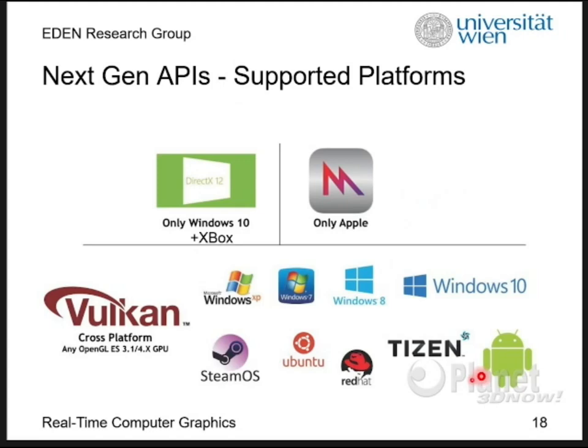So here we have a couple of next-gen APIs. We have DirectX 12, we have Metal from Apple. Of course, this is more or less running only on the Apple ecosystem. This is running only in the Windows ecosystem. Vulkan is really running on all of these things. So this is really cross-platform. And you can also run it, as I said, with some kind of translation layer on Apple. So it's also really meant for mobile platforms.